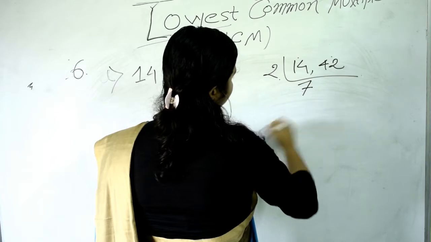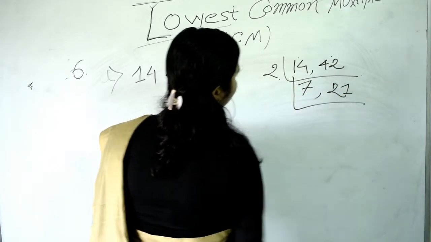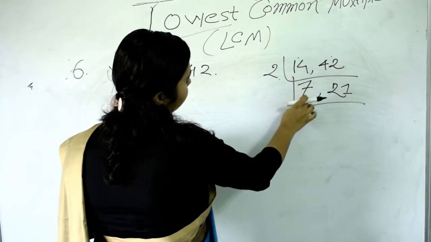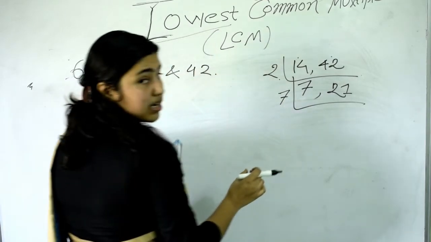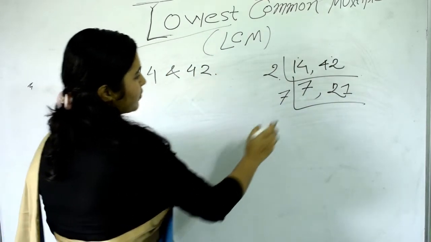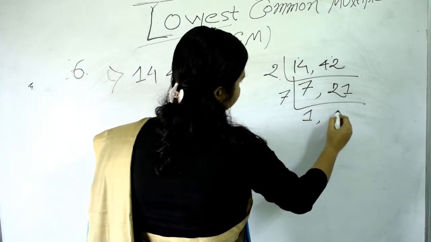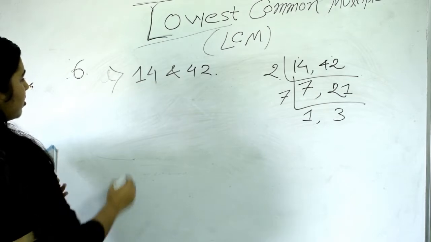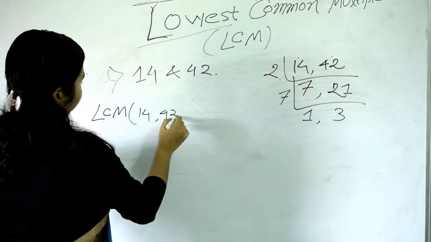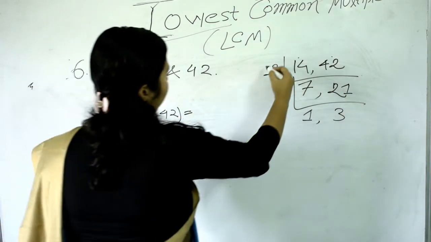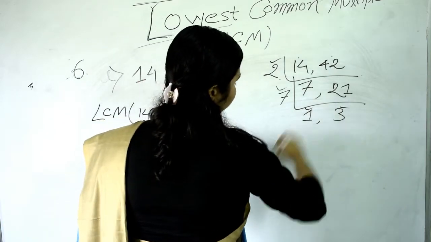So 7 2s are 14 and 2 21. Now 7 is a factor of 7 itself and 7 is also a factor of 21. So 7 is the common factor of 7 and 21. That's why we are taking 7. 7 1s are 7, 7 3s are 21. So LCM of 14 and 42. We have to take all these prime numbers including the last row.